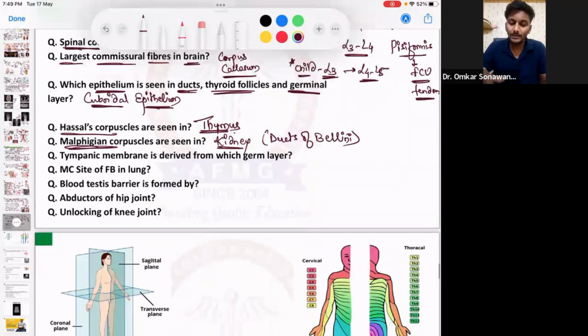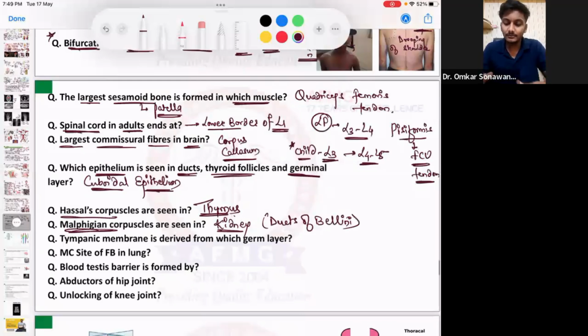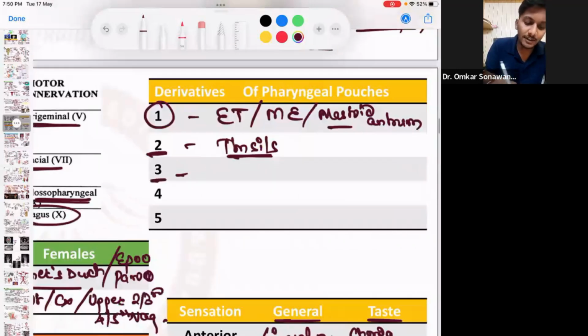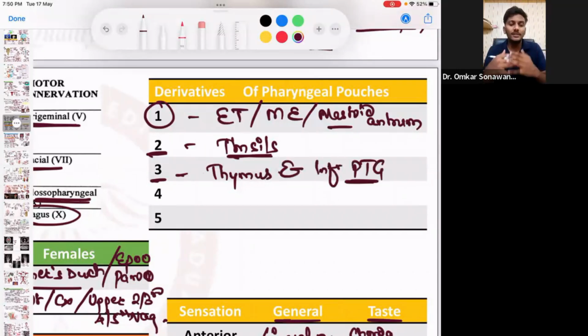One important point to tell you. As I told you, the first pharyngeal pouch derives into the eustachian tube, middle ear, and the mastoid antrum. The second pharyngeal pouch develops into tonsils. The third pharyngeal pouch develops into thymus and inferior parathyroid gland. It is reversed, the inferior parathyroid comes from the third pouch.